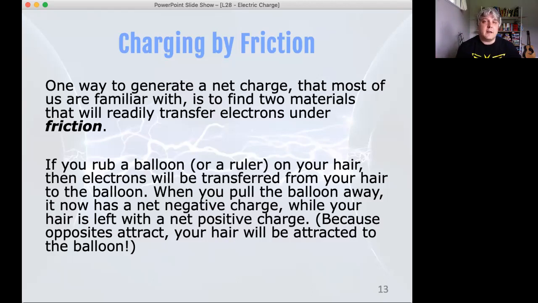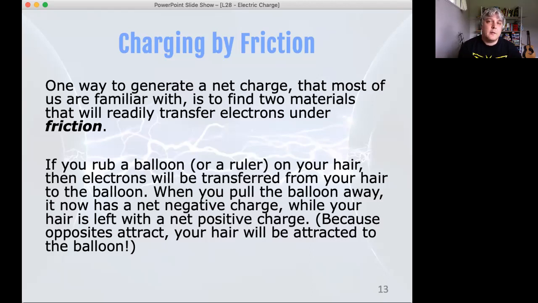We just want to know the net result, which is that if you rub two objects together, then in certain circumstances, those two objects will swap some electrons. They will move from one object to another. If you rub a balloon or a ruler, so certain types of plastic, on your hair, then electrons will be transferred from your hair to the balloon. Your hair becomes positive, the balloon becomes negative. So your hair has lost electrons and the balloon has gained electrons.